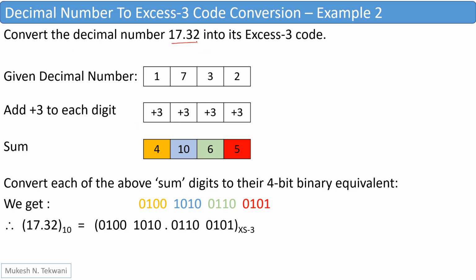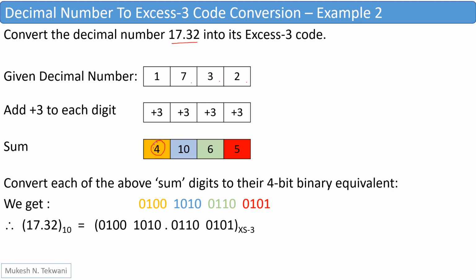Let us take the next example, where we are converting a decimal number which has a decimal point, for example 17.32. We will convert it into its Excess-3 code. The process is identical. So we take each digit 1, 7, 3, 2, and to each digit we will add 3. Observe that here we have not indicated the decimal point. We are just indicating the digits, and we'll take care of the decimal point towards the end. So we have 1 plus 3 is 4, 7 plus 3 is 10, 3 plus 3 is 6, and 2 plus 3 is 5.